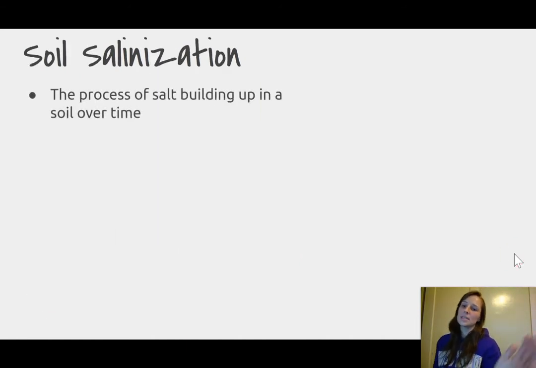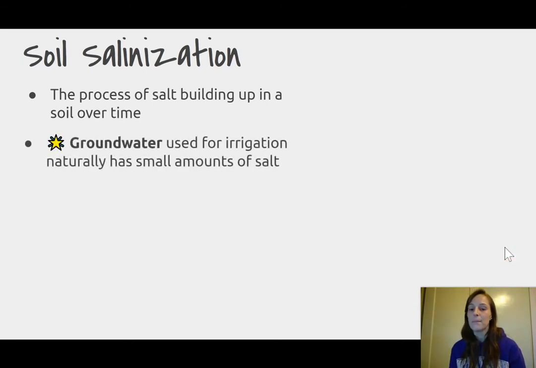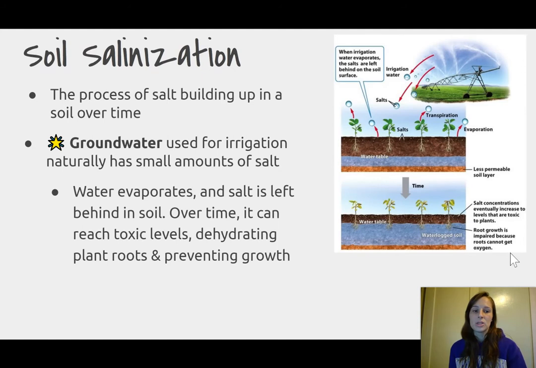Now, soil salinization is something that can happen, and this is going to be the process of salt building up in the soil over time, which when you get too much salt, that's going to be bad. The plants will not be able to survive that. So groundwater is typically what is used for irrigation, and groundwater just naturally has small amounts of salt in it. So if you're going to be watering with the groundwater, that water is going to evaporate, and when it evaporates, the salt is left behind in the soil.